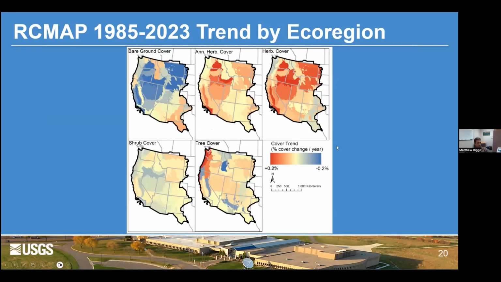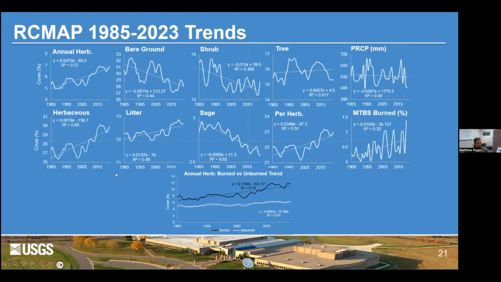Oh, apologize, that's about the same. Okay, so this is a more tabular way of looking at the data. Just the overall trends across the entire West, average across all the entire study area. So annual herbaceous clearly is going up. That's one of the biggest stories going on.